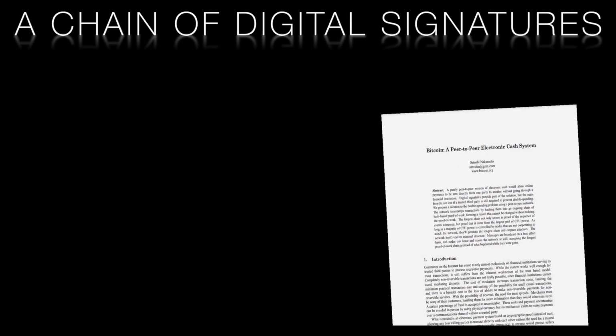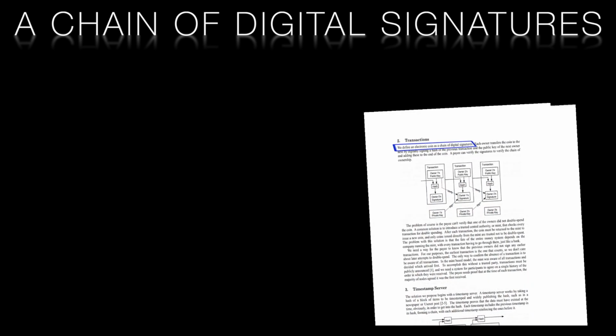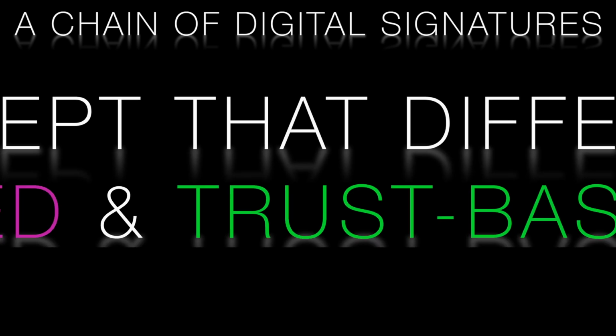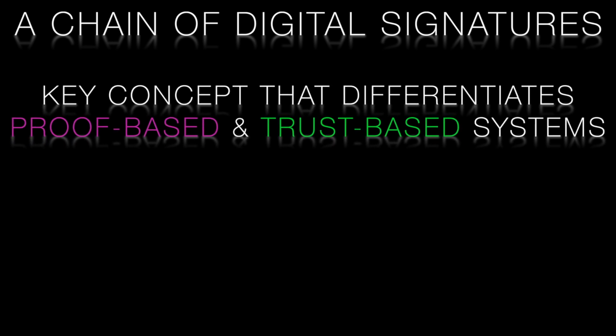In this video, we're going to address what Dr. Nakamoto wrote at the top of page 2 of the 2009 paper. Here, Satoshi said, "We define a coin as a chain of digital signatures." This seemingly throwaway statement is a fundamental reason why Bitcoin works. An understanding of its implications helps in comprehending the difference between trust-based and proof-based systems.